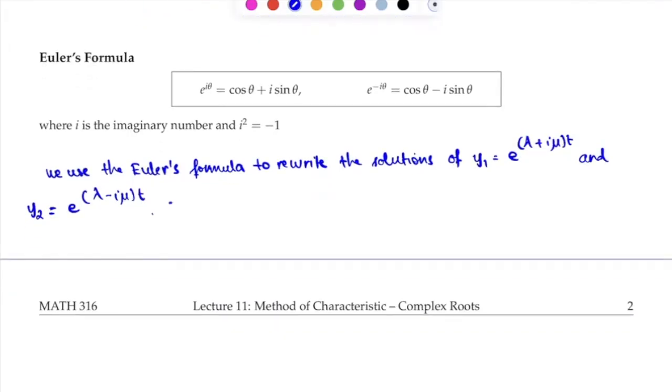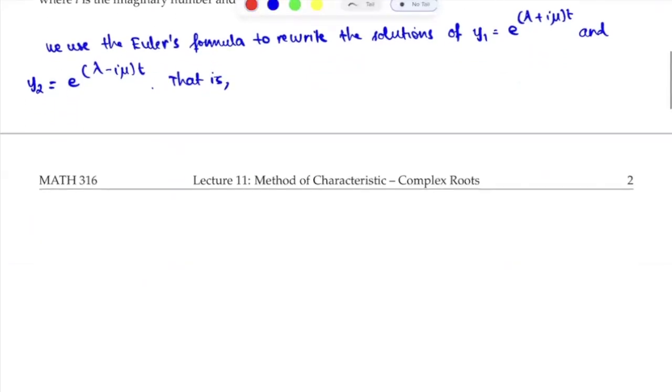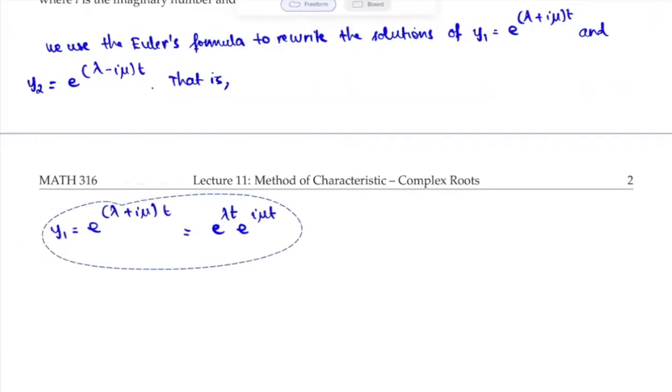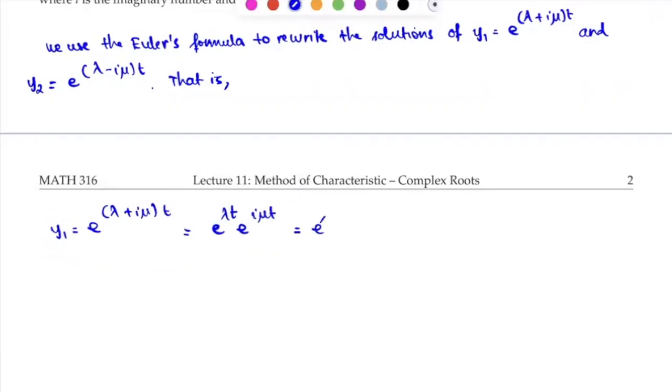Okay. So I'm going to use this formula right here. For y1 equal to e to the (lambda plus i mu) t, I get e to the lambda t times e to the i mu t. Now, e to the lambda t stays the same. I'm going to apply Euler's formula for the term e to the i mu t, and I'm going to get cosine of mu t plus i times sine of mu t.